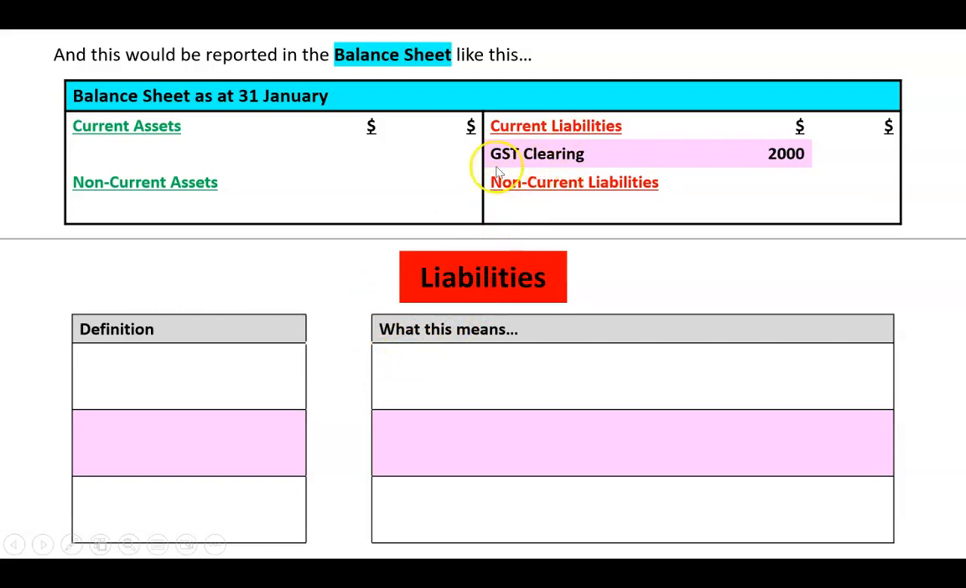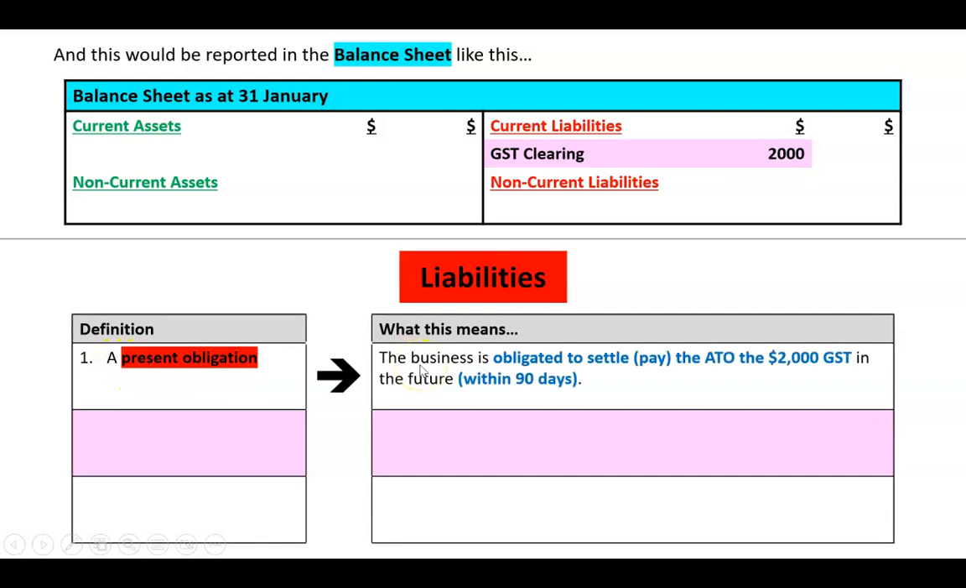But if we had to explain why that was a liability, let's just go through our definition from earlier in the course. First thing that makes a liability is there's got to be a present obligation. What does this mean? It means the business is obligated to settle or pay the ATO, which is the Australian Tax Office, the $2,000 in GST within 90 days.